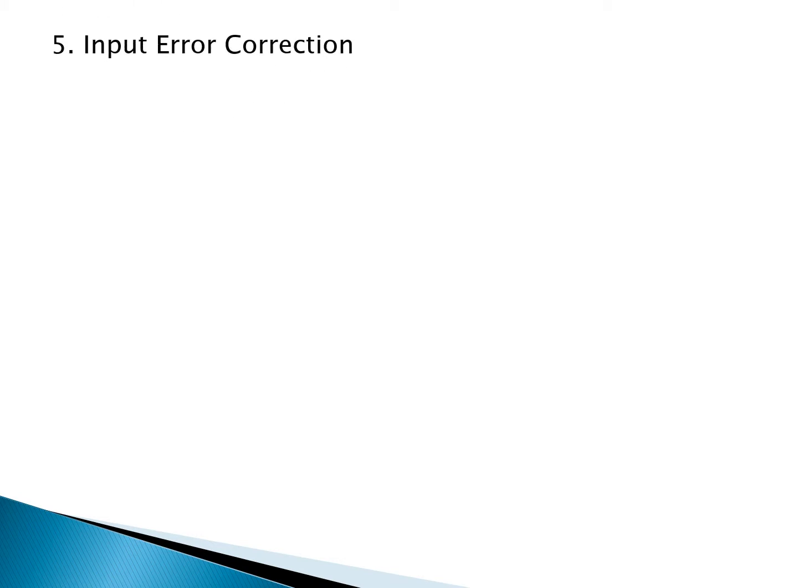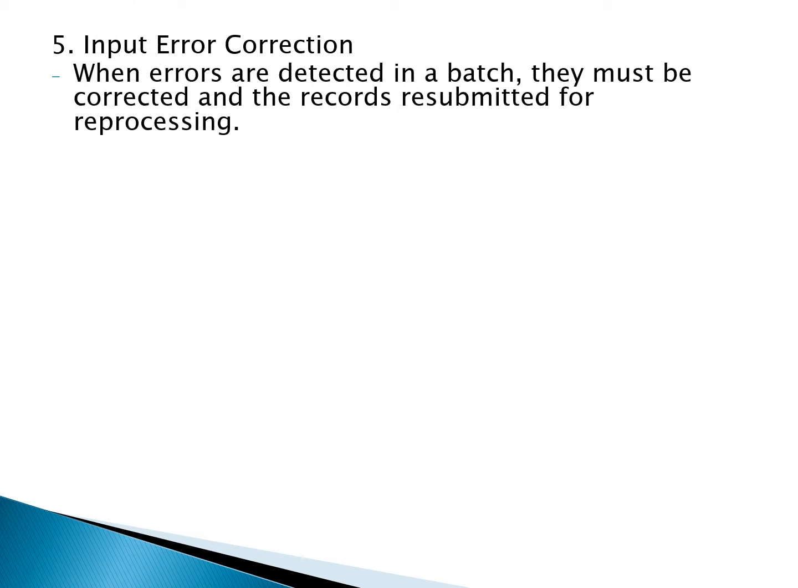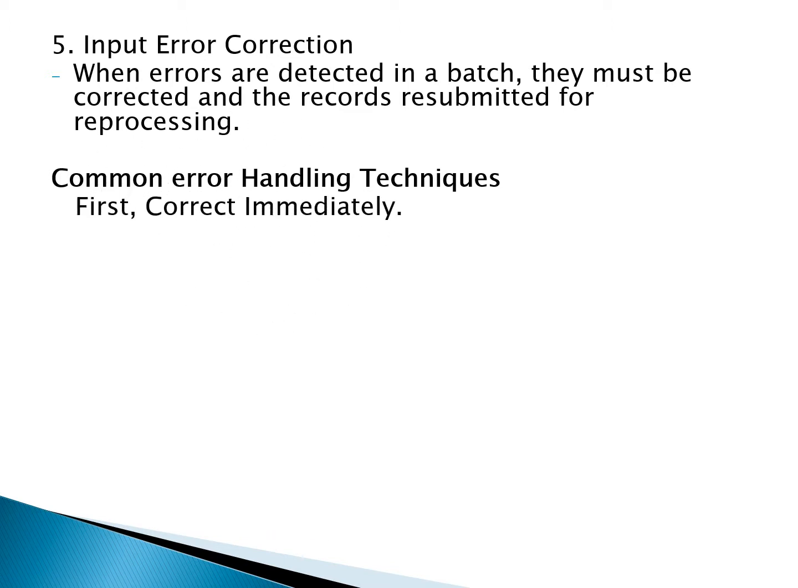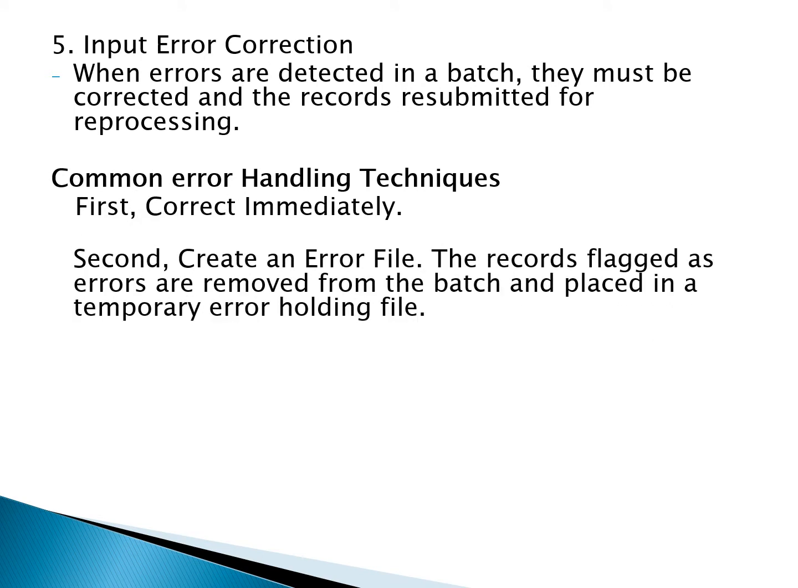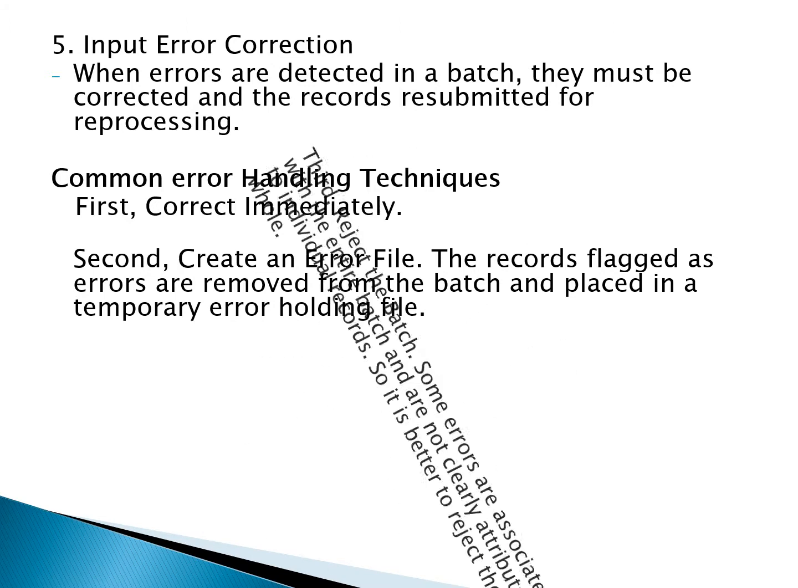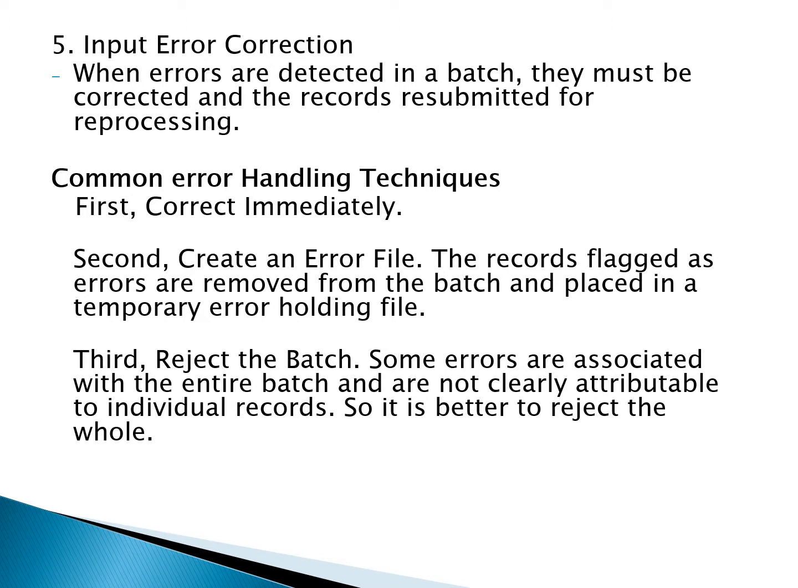Fifth is the input error correction. When errors are detected in a batch, they must be corrected and the records resubmitted for reprocessing. There are three common error handling techniques. First, correct immediately. Second, create an error file. The records flagged as errors are removed from the batch and placed in a temporary error holding file. Third, reject the batch. Some errors are associated with the entire batch and are not clearly attributable to individual records, so it is better to reject the whole.